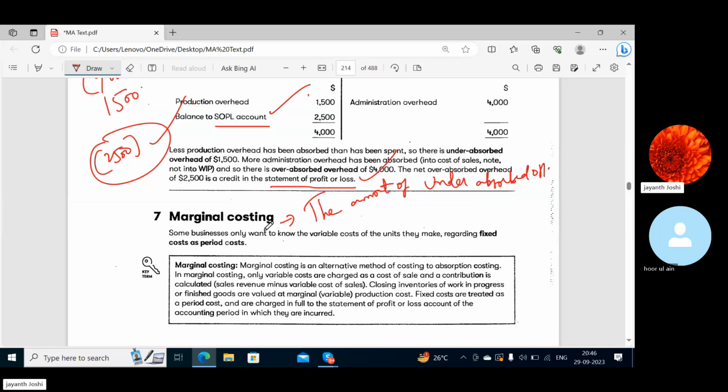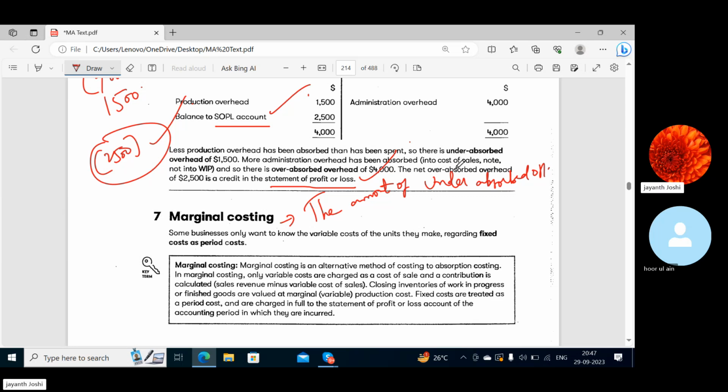So you understand that you have already charged less, right? The amount of under absorbed overhead. So you have charged less. That means some amount you have charged less. What matters to us is not the estimations. What matters to us is what we have incurred in actuality, right? So when you have charged less, you need to add. When you have charged more, you need to subtract.